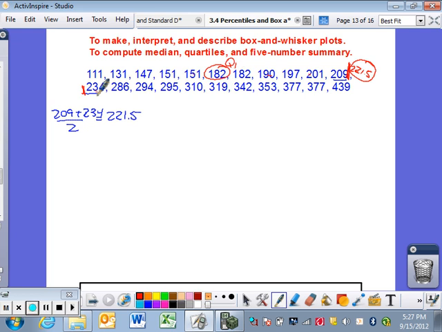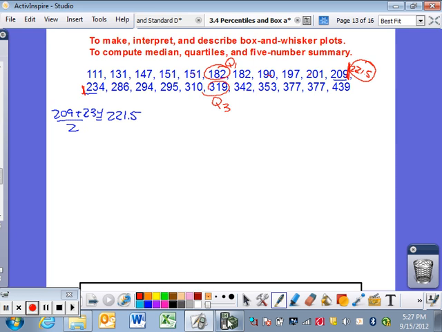And then 5 numbers, 1, 2, 3, 4, 5, 6th number here. So this should be your quartile 3. And then obviously you can know that 111 is your low and 439 is your high. So there's our 5-number summary. And then you need to just draw your box and whisker plot.